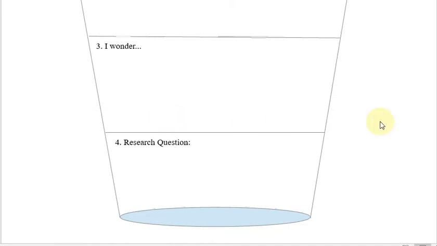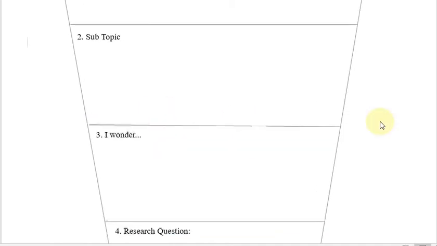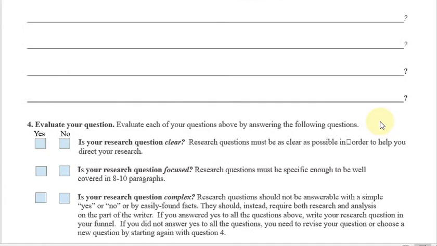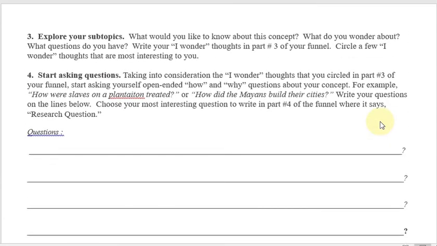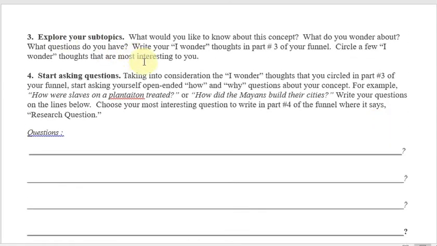That's brainstorming. So to help you, if you look at this page, number 3, explore your subtopics. What would you like to know about this concept? What do you wonder about? What questions do you have? So what you need to do is take some time to write your I wonder thoughts in part 3 of your funnel.